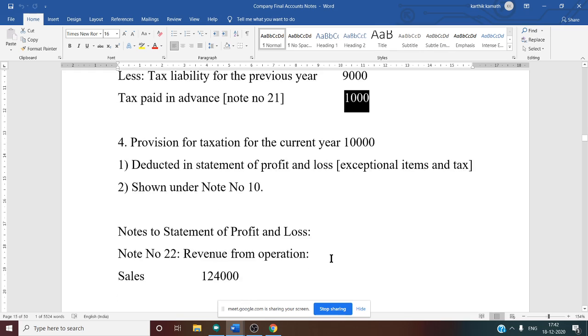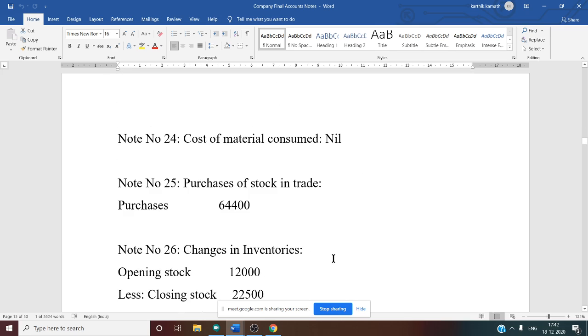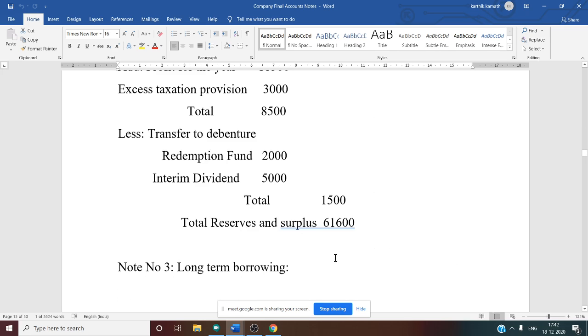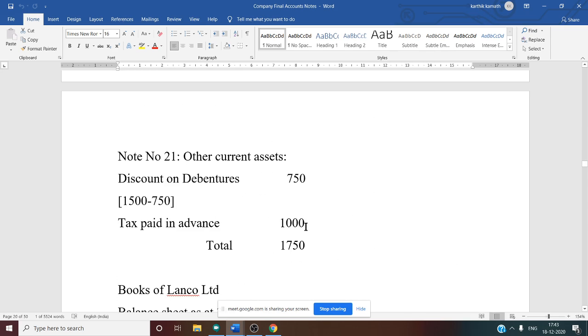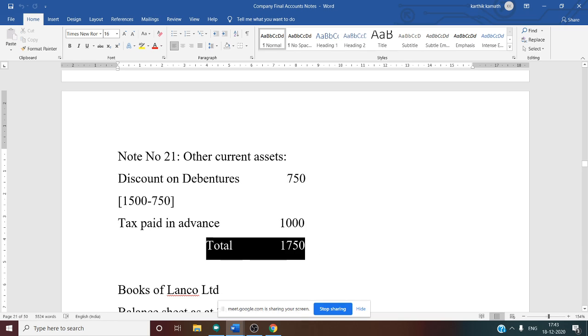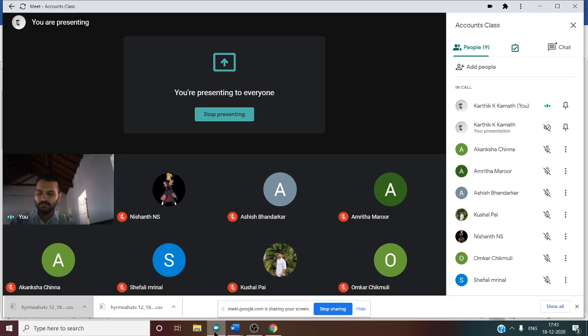So see this now. Note number 21 we have to see. See this. Yes, tax paid in advance 1,000 we have taken, 10,000 minus 9,000. Discount on debenture we have already discussed. So final other current asset total we want. Final other current asset total is 750 plus 1,000. So 1,750.